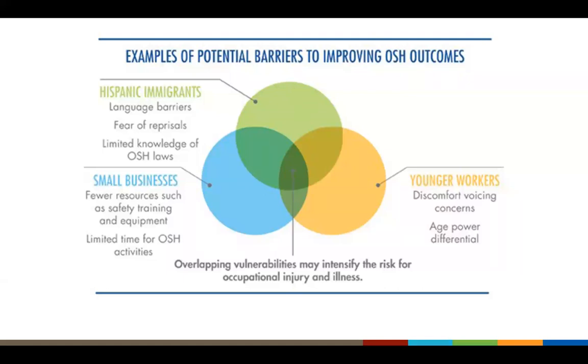And indeed, what we found, it was largely a literature review and some data analysis of existing data sets, is there is a significant overlap in that immigrants tend to be overrepresented in smaller businesses and younger than the average worker. Right?